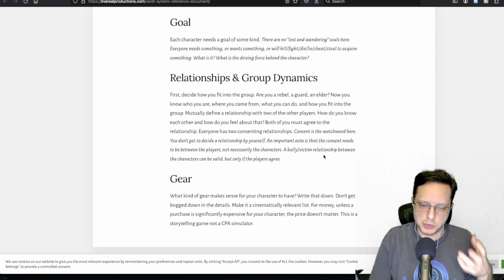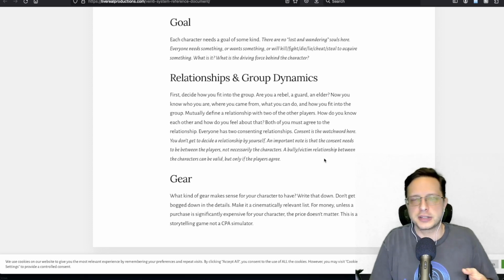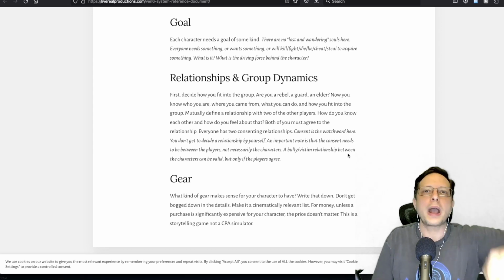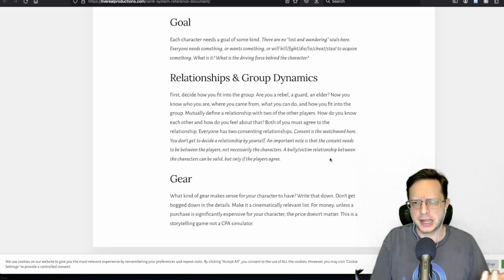Basically, this is the same basic idea as when you're playing your traditional D&D game where you're all sitting around in the tavern: what connected you before you sat down in that tavern? It's that kind of basic idea.